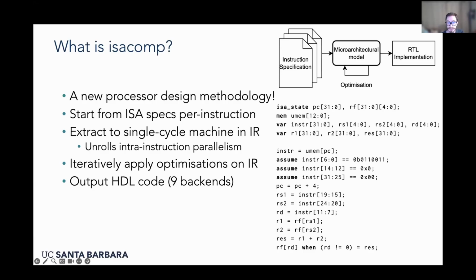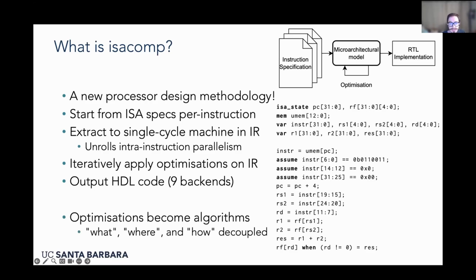At the end, you can then output HDL code. Somehow I have 9 backends. Again, Claude is an absolute beast. In this system, optimizations become algorithms. So we're able to decouple the what, the where, and the how. We have a large catalog of possible algorithms. I'll talk about those. The designer points where they should happen in the design, and then the algorithm represents the how of what's going to happen.